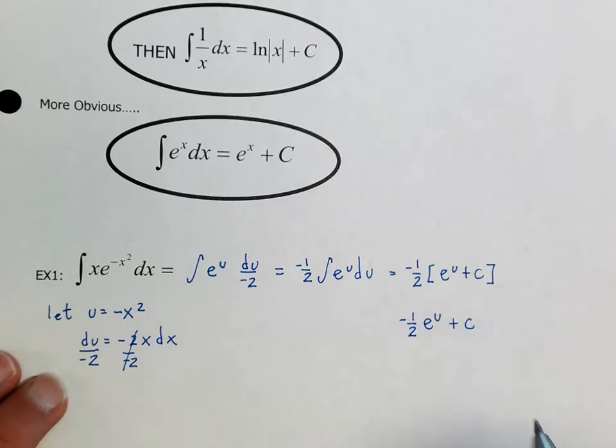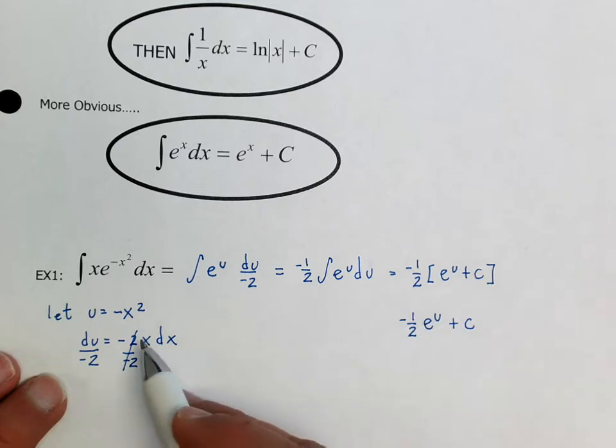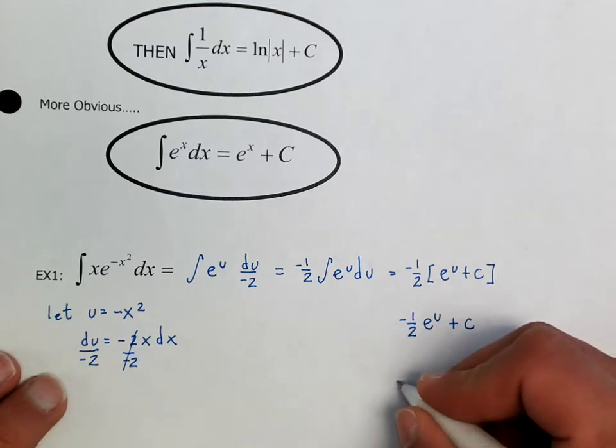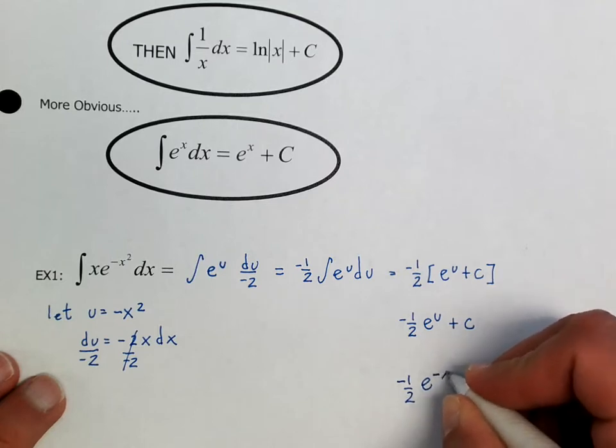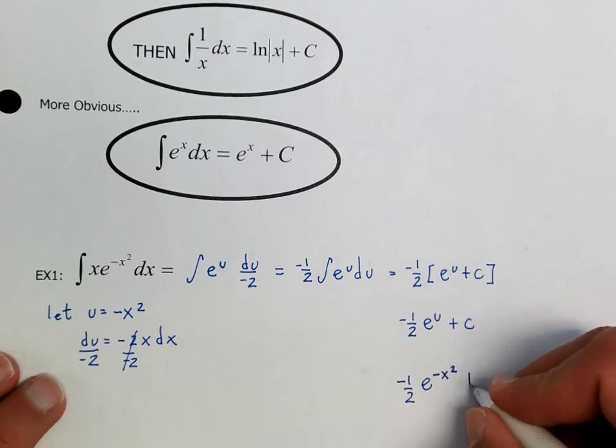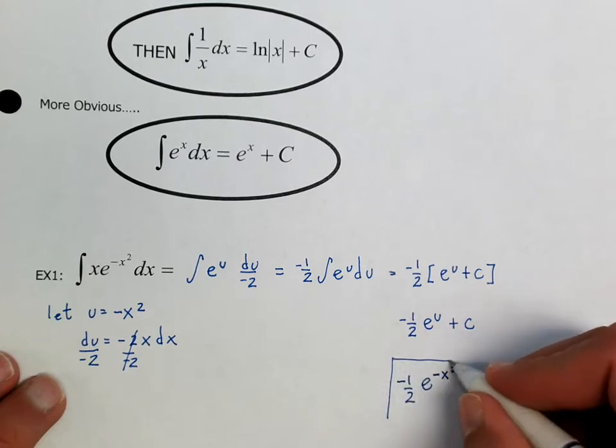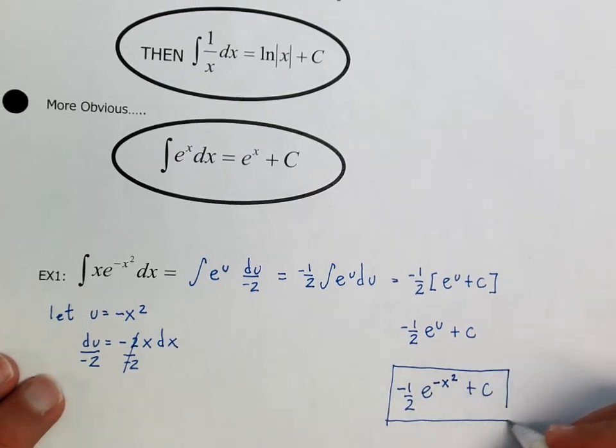Okay? So finally, the last step, if you have been doing this, this would be the easy part. You're going to go ahead and replace u with negative x squared. So my final answer is going to be negative 1/2 e to the negative x squared plus c. So this is my answer. Okay, so that is that.